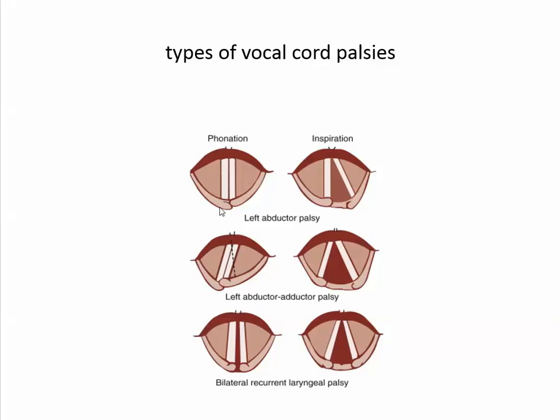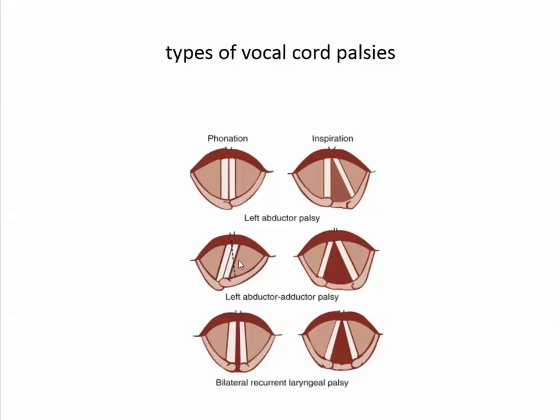In case of a pure unilateral abductor paralysis, in this case a left abductor paralysis, both cords meet in the midline on phonation because the adduction is still possible on the affected side, whereas only the normal cord abducts during inspiration, and the paralyzed left vocal cord stays in the midline.